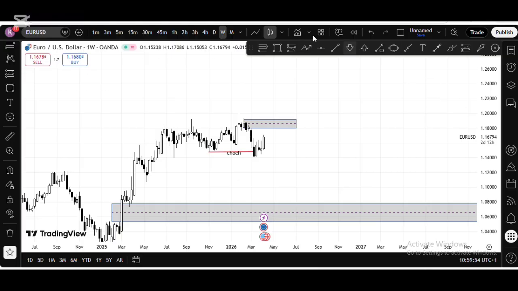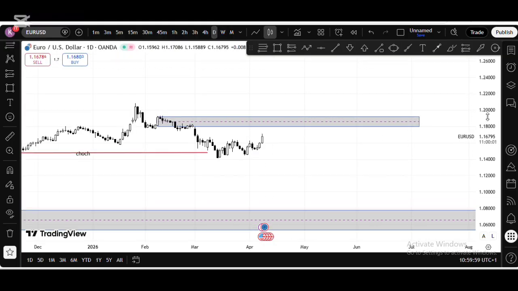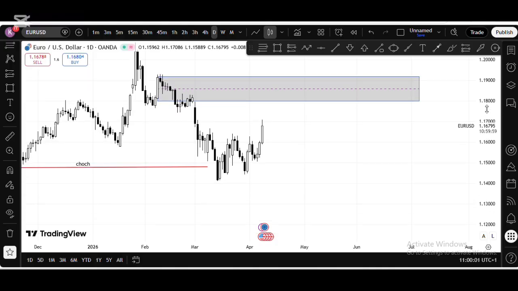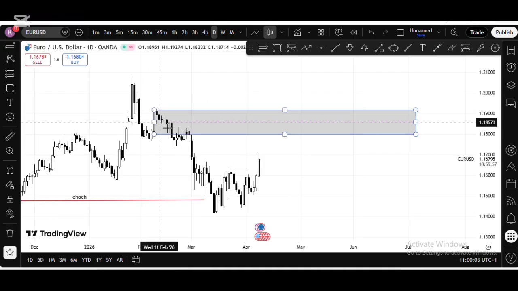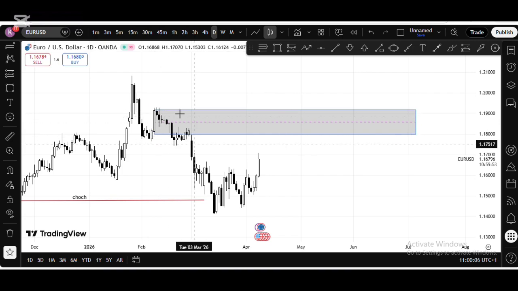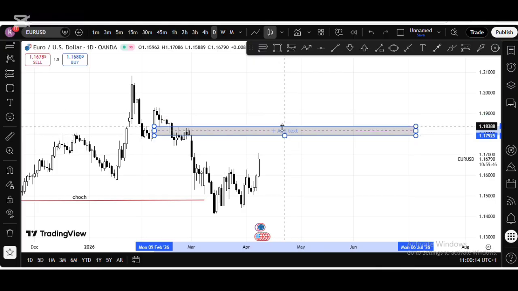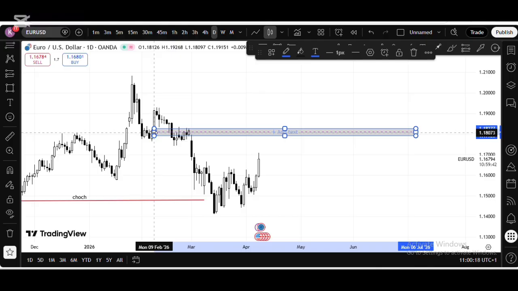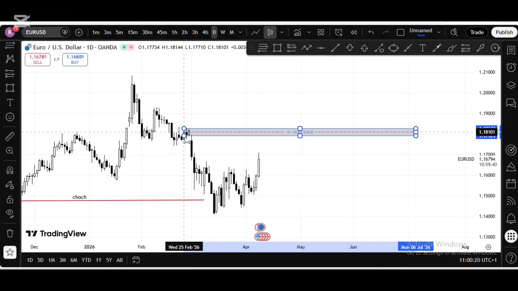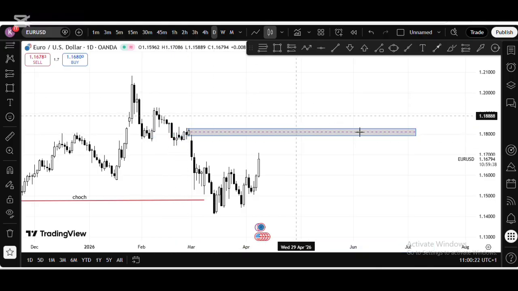We'll now switch to daily to check on something. In this daily, you can see there are two things we are seeing. This is the weekly order block. This entire place here is the weekly order block. And then in this daily, you can see a candle here, this white candle. That place is also an order block inside daily, and it conforms to that of weekly. And we have a fair value gap here.